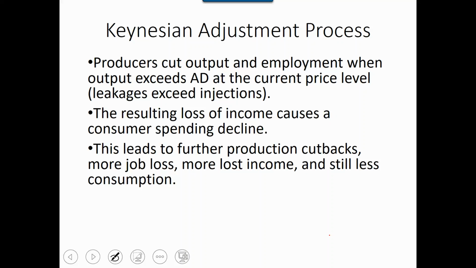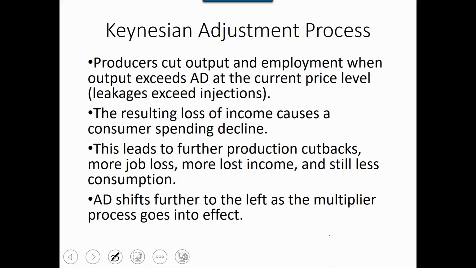That is what happened from 1929 to 1933. This cannot be explained by the classical economists, because they thought that if the aggregate demand curve shifts, it will naturally shift back. That never happened during that period. So Keynes said the aggregate demand curve should shift further to the left as the multiplier process goes into effect. So the multiplier will make the situation worse.